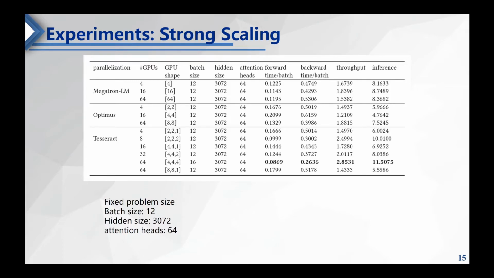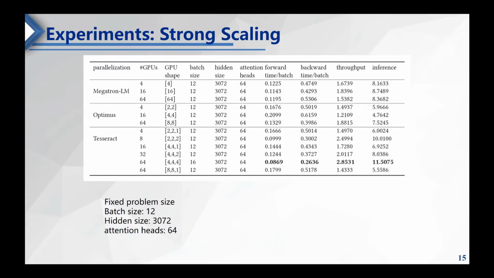According to the table, from the results of Tesseract with q equals 4, we could find out that compared with Tesseract setting with a depth of 1, Tesseract with a depth larger than 1 could outperform by a large margin.